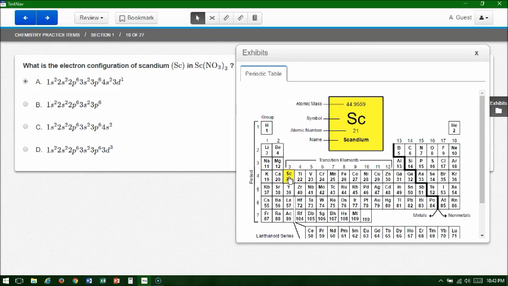So when scandium forms a +3 charge, which it does in scandium nitrate, it's going to lose 3 electrons. It's going to have the same configuration as argon, which is 18, not 21. So the correct answer has to do with the scandium ion with a +3 charge, and that's 18 electrons. Correct answer is B.